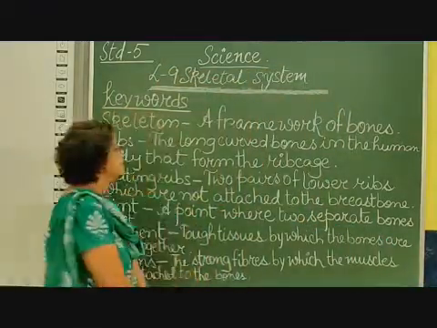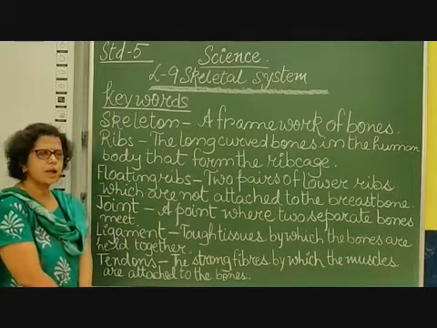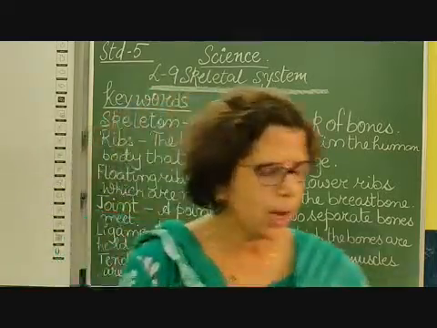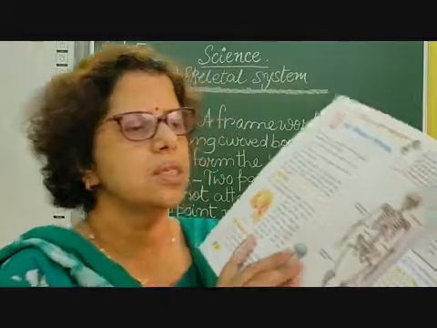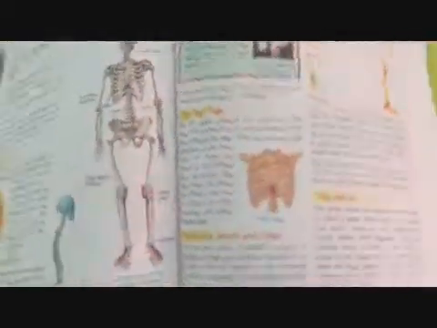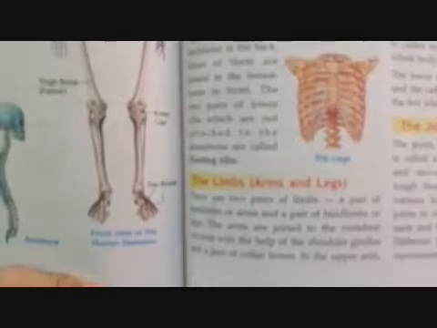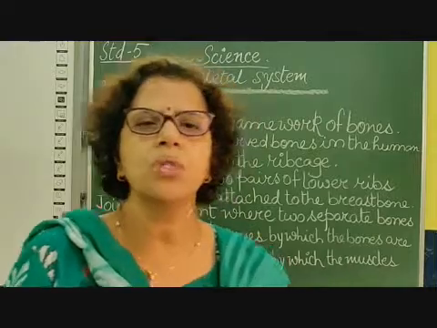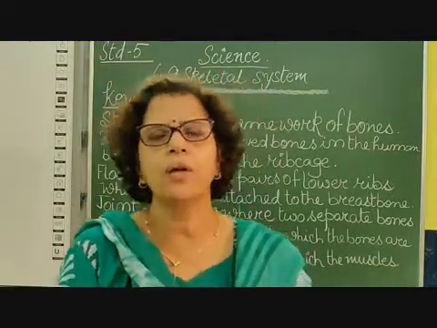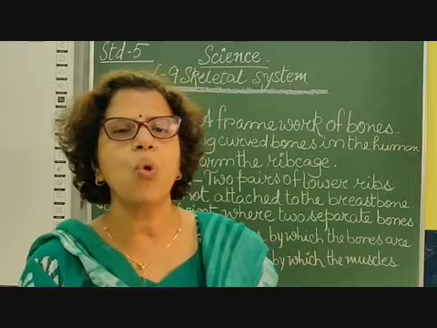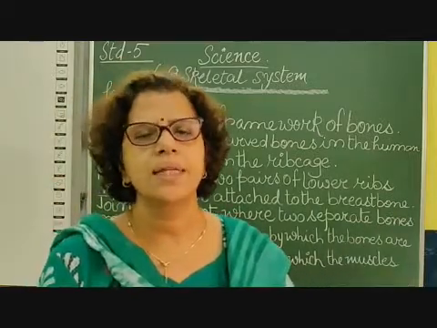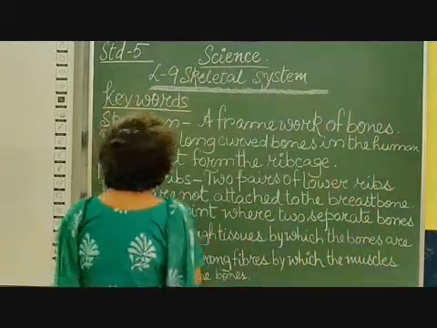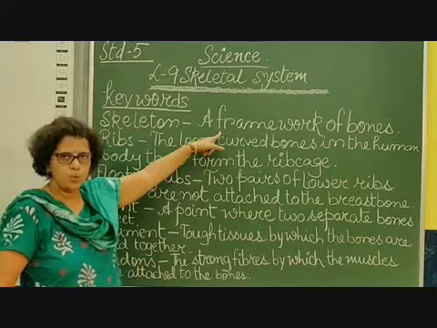First one is skeleton. We have studied our skeletal system in that a framework of bones. If you look at the picture, this is our skeleton. Our whole body is made up of, or framed through, these bones. There are 206 bones altogether, you know. With the help of these bones, the whole skeleton is made up. Okay, so this is our skeletal system. So what is skeleton? A framework of bones.